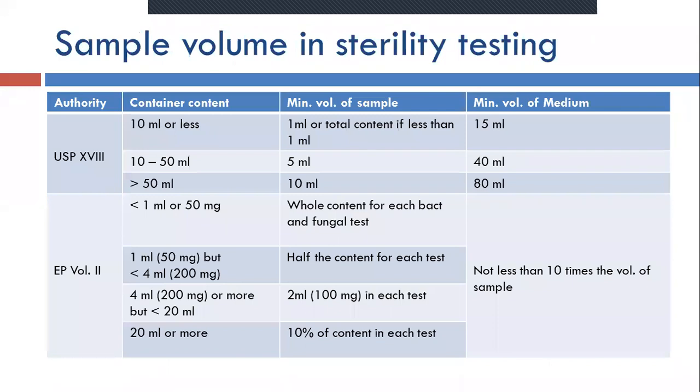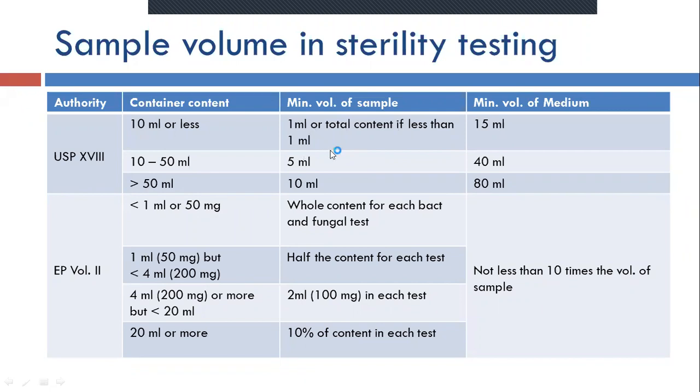According to the pharmacopoeias, how is the sample volume in sterility testing determined? As per the USP, the United States Pharmacopoeia, this is the sample volume for sterility testing. How much sample has to be taken for sterility testing? If the container content is 10 ml or less, then 1 ml of the total content if less than 1 ml.